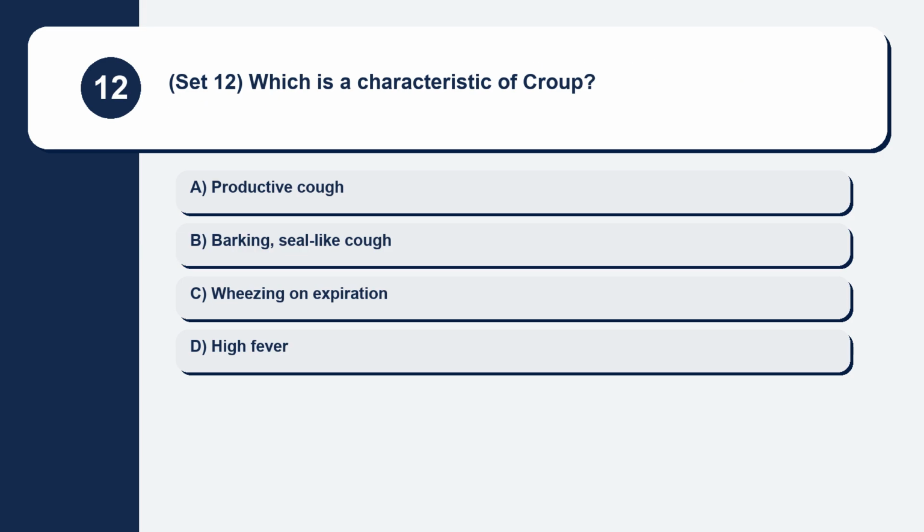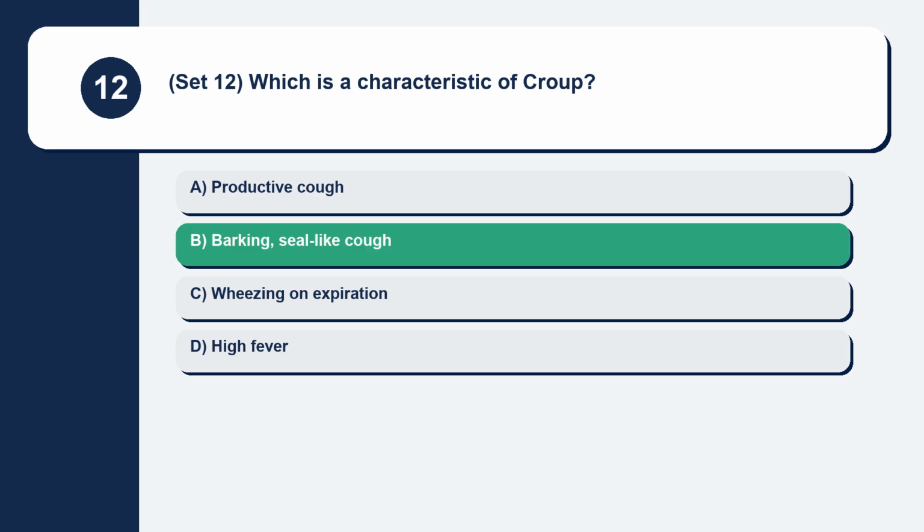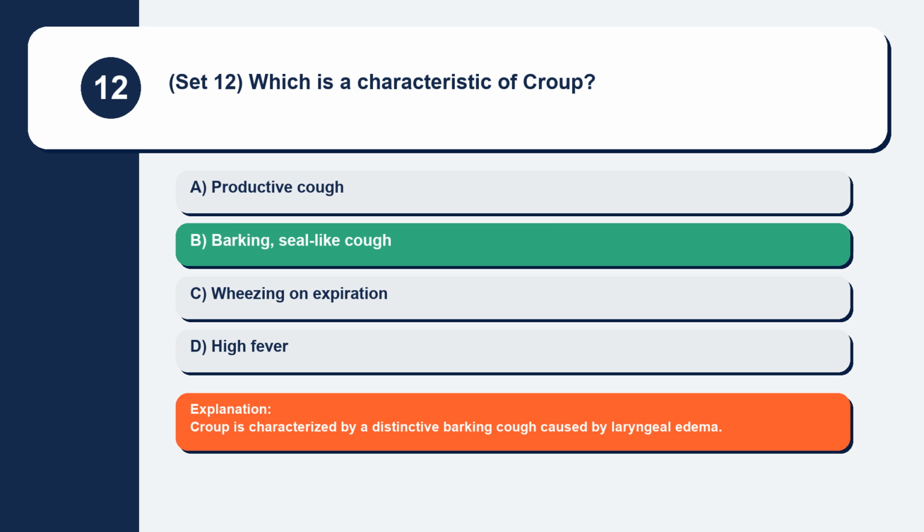Question 12. Set 12. Which is a characteristic of croup? Productive cough, barking, seal-like cough, wheezing on expiration, high fever. Croup is characterized by a distinctive barking cough caused by laryngeal edema.